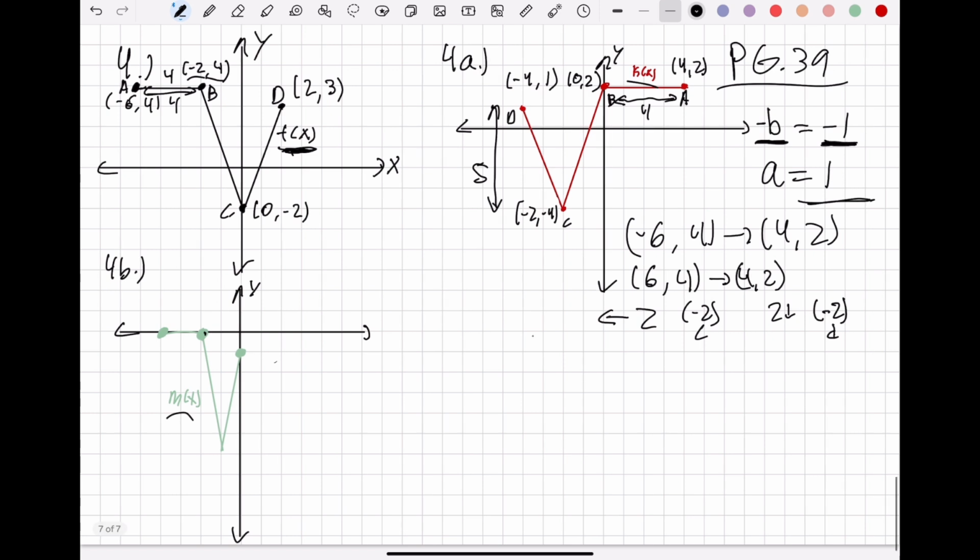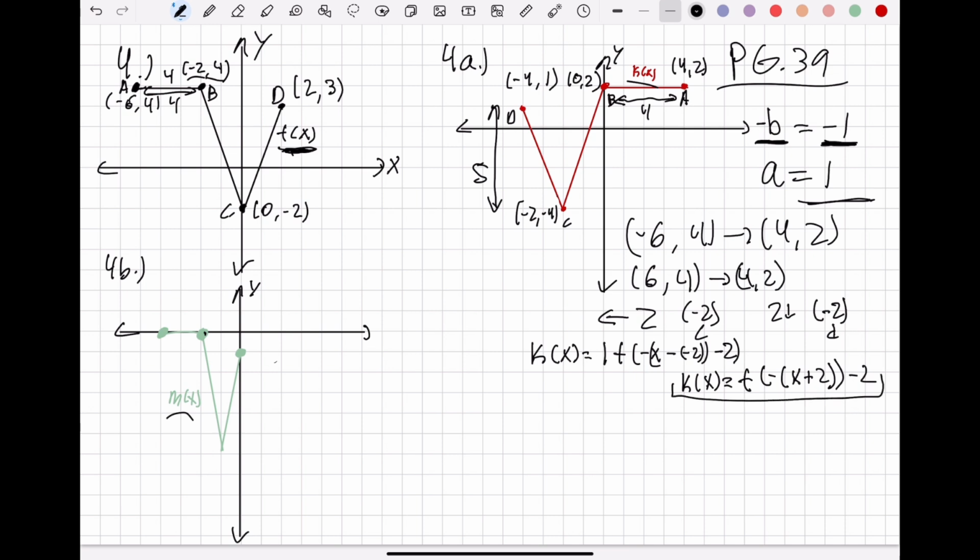And we can now write k of x in terms of f of x. So we can write k of x is equal to 1 f of negative 1 times the quantity x minus negative 2, close those brackets, minus 2. And now what we're left with is k of x is equal to f of negative x plus 2, minus 2. And that's how we can write k of x in terms of f of x.